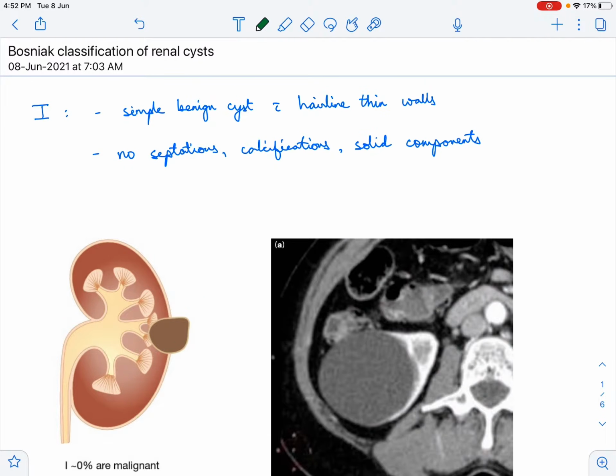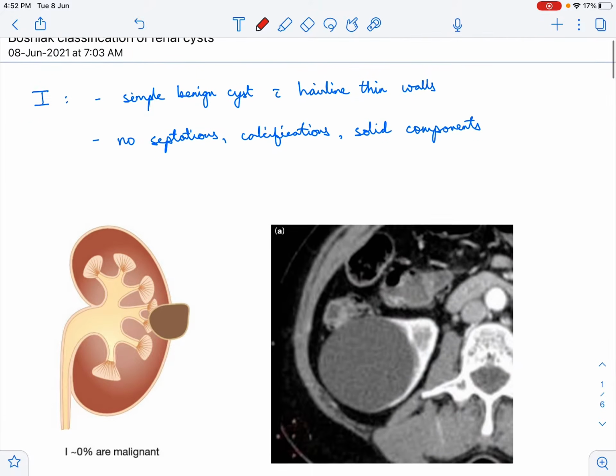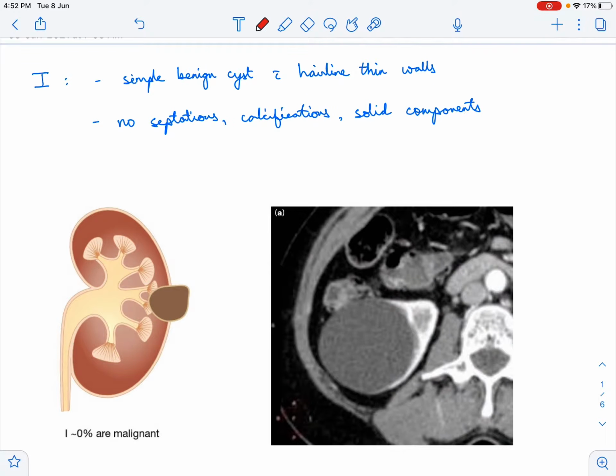First, category 1 is a simple benign cyst with hairline thin walls. There are no septations, no calcifications, no solid components. As seen in this sketch, it is a simple cyst. So the key word here is that nothing is there. Everything is absent. Everything is no.